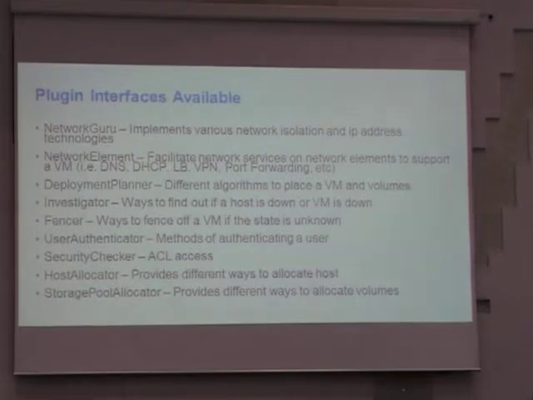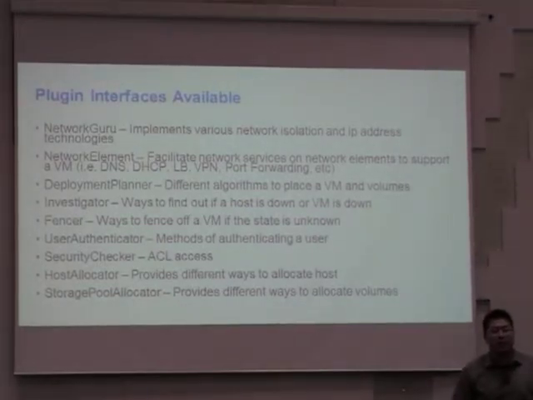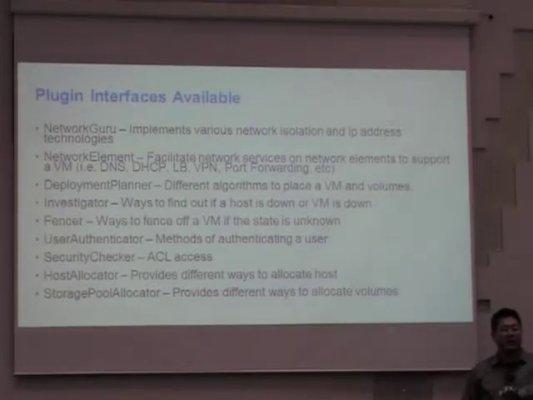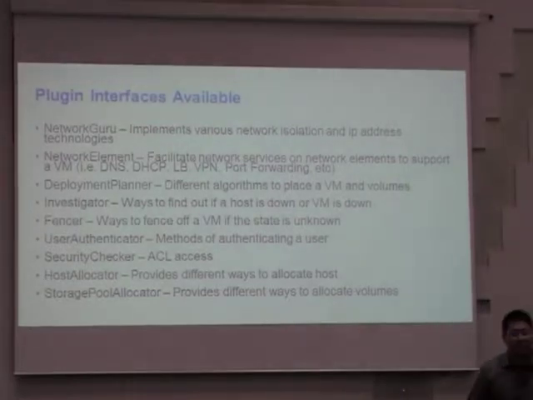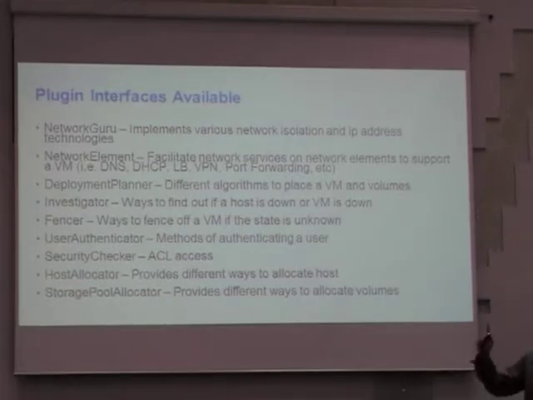Deployment planner, I kind of went through that already. This is where you can customize where you want to place your VM. CloudStack already has multiple ways of doing this, but you can certainly customize any way you want. There is an interface that tells you here are the various metadata information about what the user wants. You can choose however you want to allocate that. You can create your own deployment allocation.